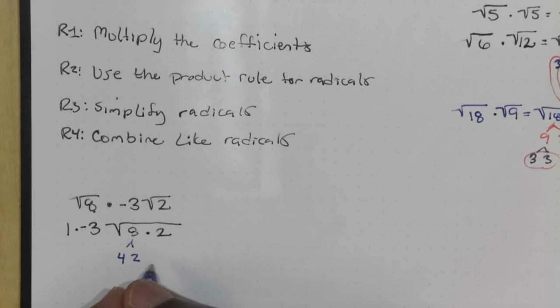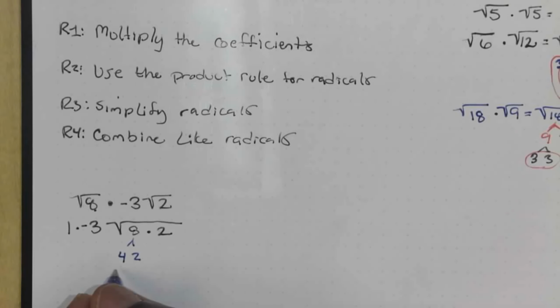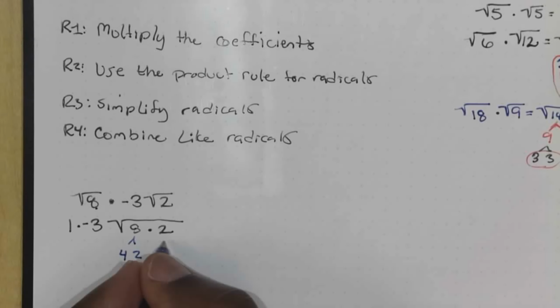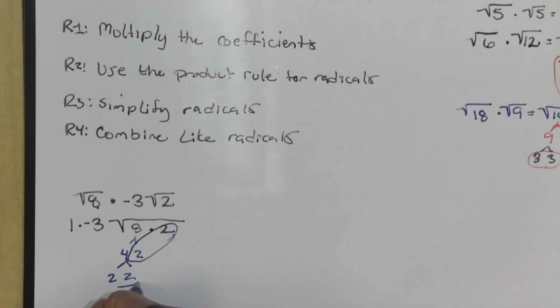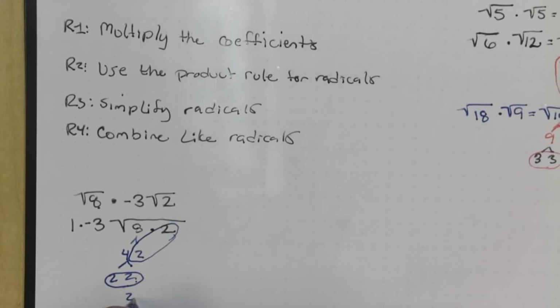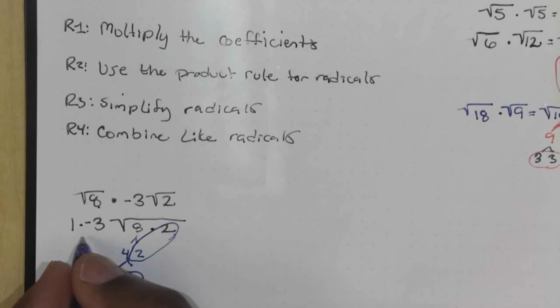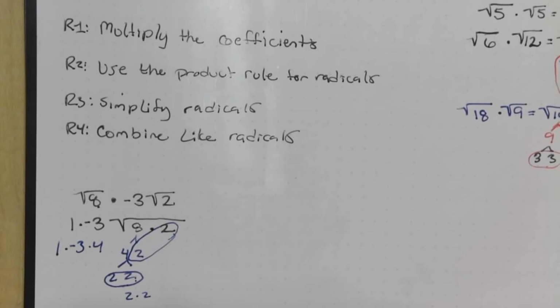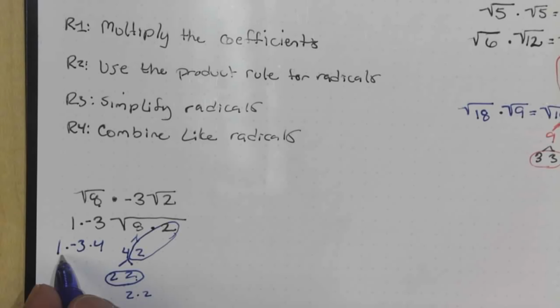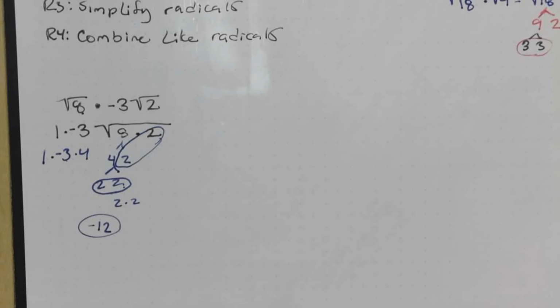Now, I could circle these 2, but there's a 4 there. I'm just going to keep going. Let's go ahead and do it. I see 2 2s. Good. And then I'm going to break down this 4 and get 2 times 2. And we got 2 more 2s, right? So what's 2 times 2? That's 4, and it is going to come out. So on the outside, we got 1 times negative 3 times 4. Nothing left in the radical. 1 times negative 3 is negative 3. Negative 3 times 4 is negative 12. That's it. I did them the same way.